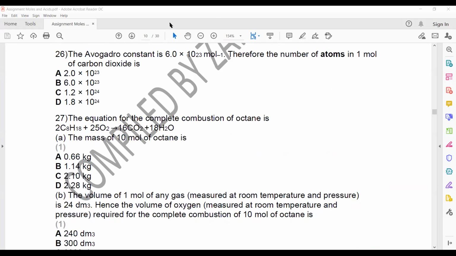Okay, next question. The Avogadro's constant is 6 × 10^23. Number of atoms in 1 mole of carbon dioxide. So how many atoms are there in 1 mole of carbon dioxide? If we have 1 mole of carbon dioxide, it contains 6 × 10^23 molecules.